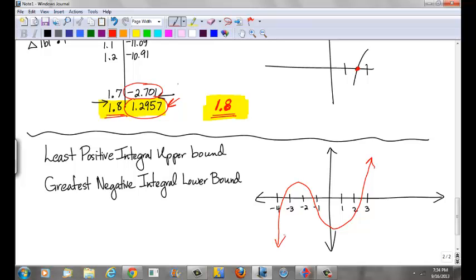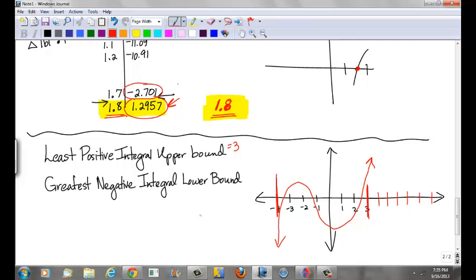Now when they say a graph is bounded, that graph is actually in an envelope. The envelope would be this -4 and 3. This graph is not going to cross to the right of 3. So it's in that, and all of these numbers are bounds. All of these are upper bounds, but 3 is the least positive integral upper bound.